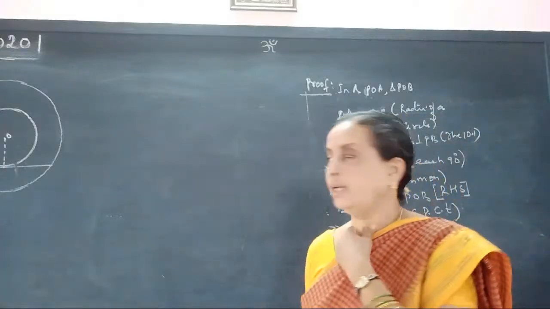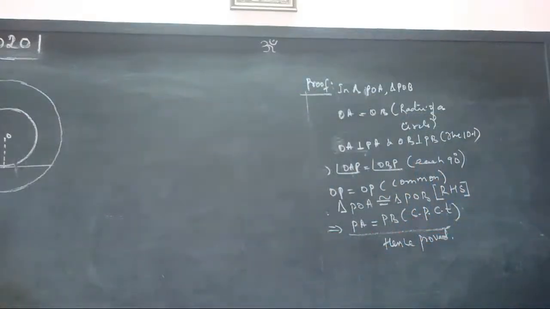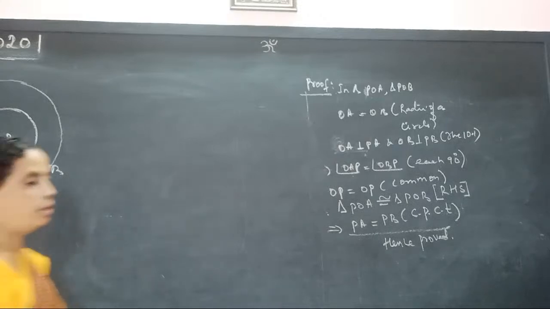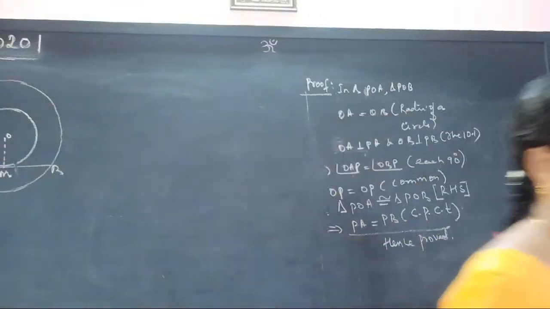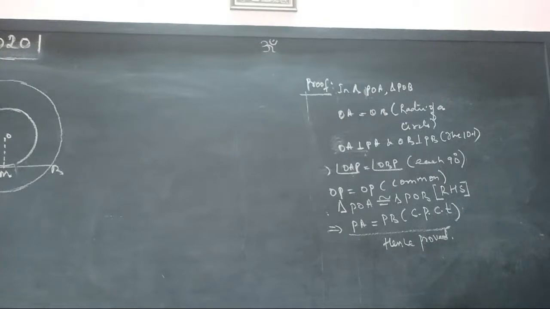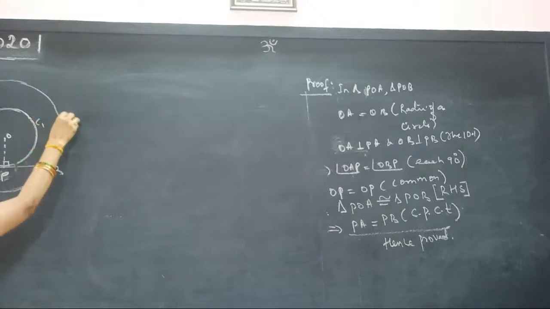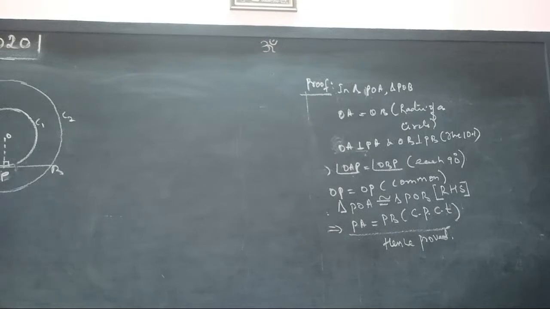Based on this, it is bisected at point M. We have to prove AM equals BM. In the question they named the point P, so I will show P here. Symbolically, I will write perpendicular. C1 and C2 are two circles, and we need to prove AP equals BP.